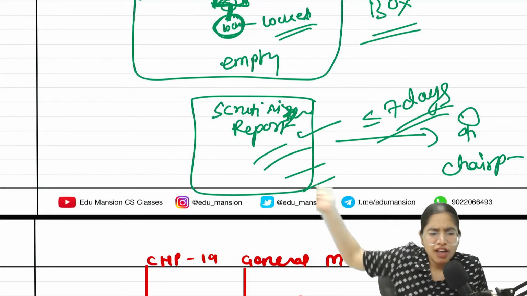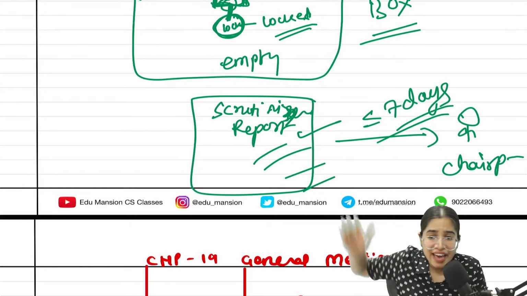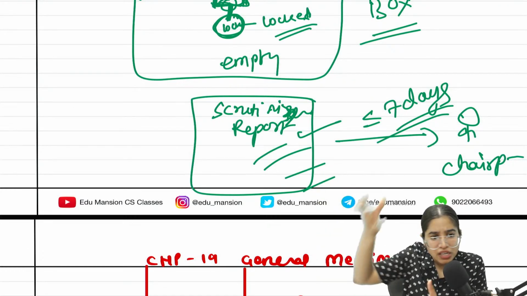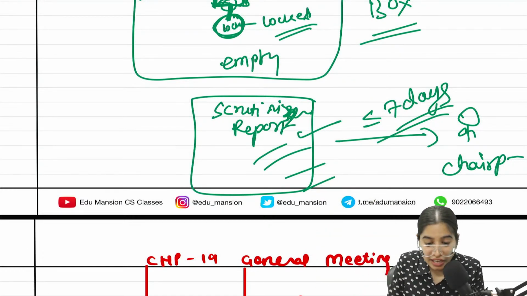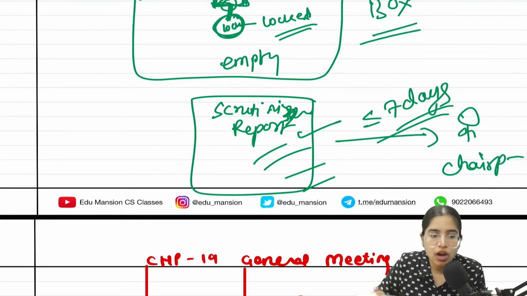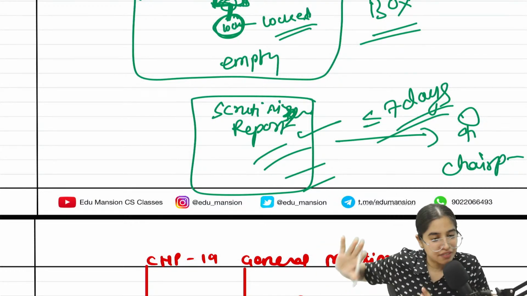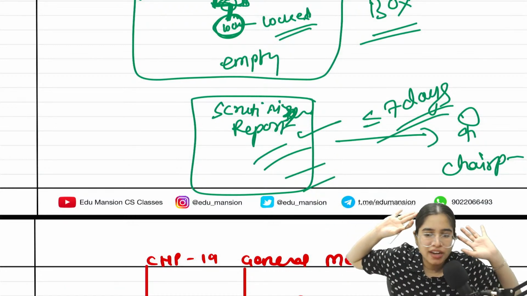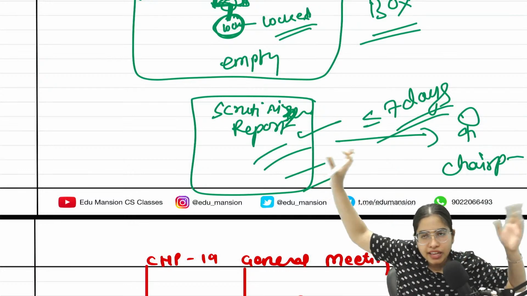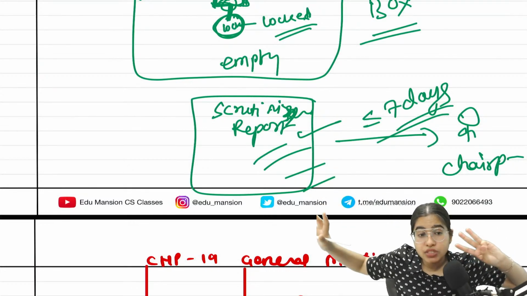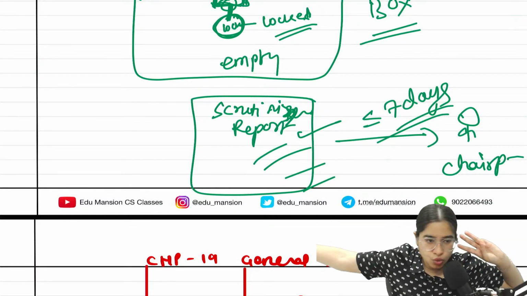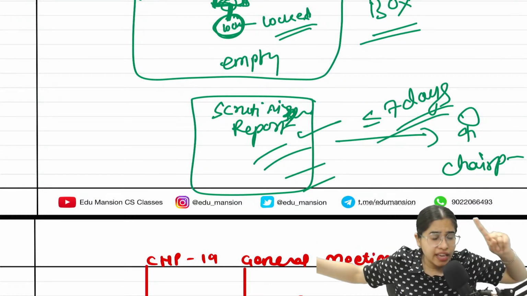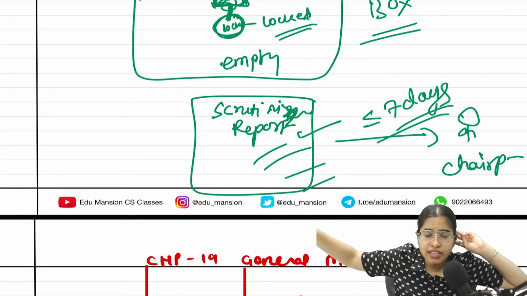Why 7 days? There it was 3 days. Sir, there it was electronic. Counting e-voting is not difficult, but here there are physical papers, polling papers, and counting them takes time. So here, with physical papers, 7 days are given. There everything was electronic, done through software, so there was little effort. That is why in e-voting 3 days were given to submit the scrutinizer's report.